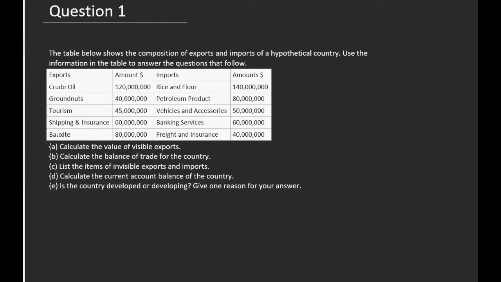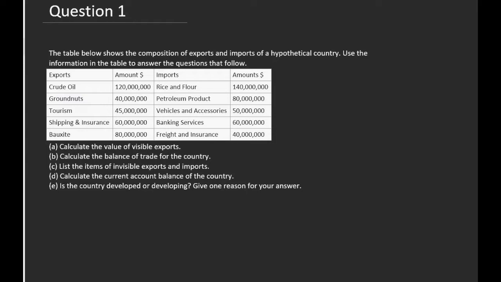A, calculate the value of visible exports. B, calculate the balance of trade for the country. C, list the items of invisible exports and imports. D, calculate the current account balance of the country. E, is the country developed or developing? Give one reason for your answer.